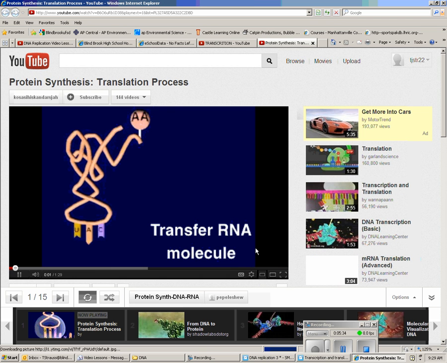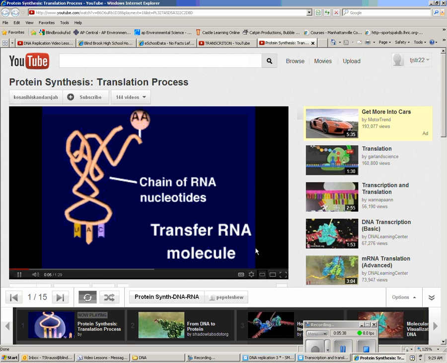A transfer RNA molecule is composed of 5 nucleotides. Each transfer RNA molecule recognizes only one amino acid, which becomes bonded to the top of the transfer RNA molecule. Located on the bottom of the transfer RNA molecule are 3 nitrogen bases called an anticodon that pair up with messenger RNA codons during translation.